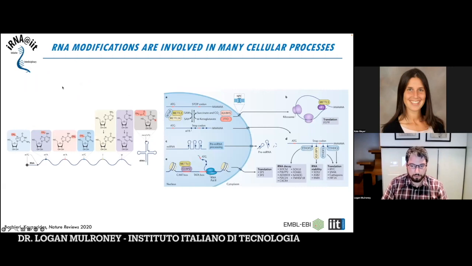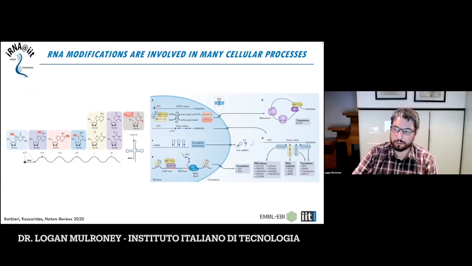So as the three speakers before me have introduced fairly well, RNA modifications are chemical changes to canonical nucleotides, and they can occur internally or on the ends of RNAs, and they exist in pretty much all RNAs. And these modifications are involved in a lot of different processes for RNA.